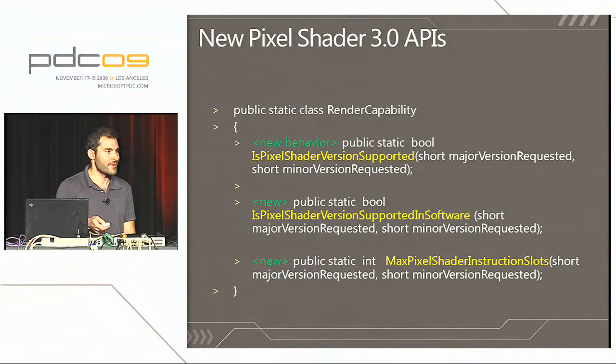The reason for this is it's basically forward compatibility for us. If, in the future, we find some way to quickly add PS3.0 support in software, we could go ahead and add it, and you could query for this property now, and in the future you would get a true, whereas now you get a false.